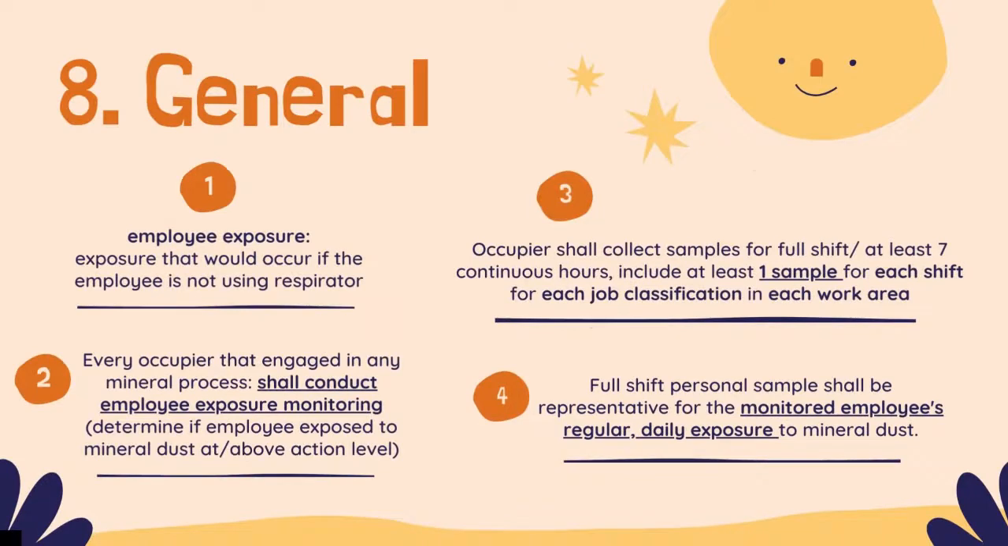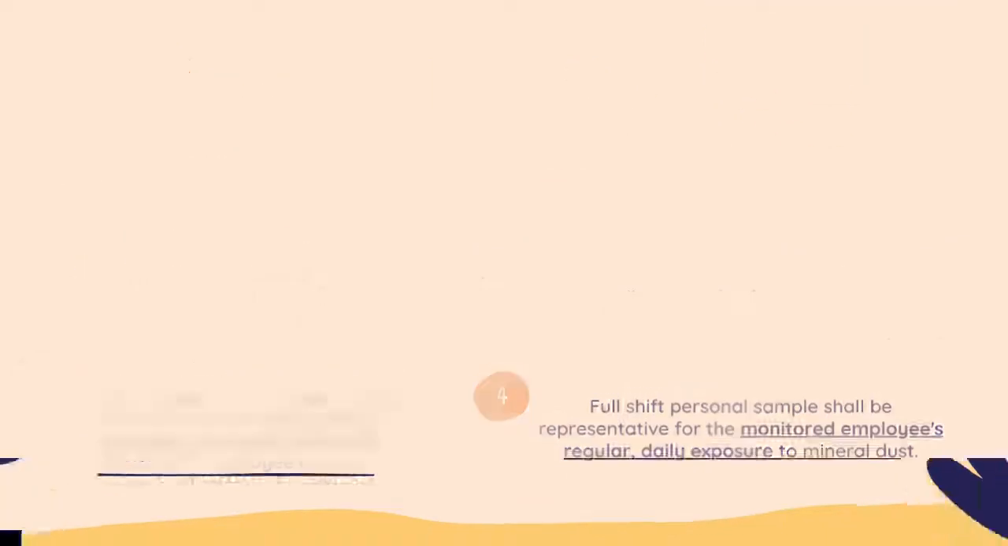Regulation 8 states that monitoring is conducted to determine whether the exposure level of the workers is at or above the action level. Samples should be collected from workers over a full shift or at least 7 continuous hours, for each shift, for each job classification at each work area.